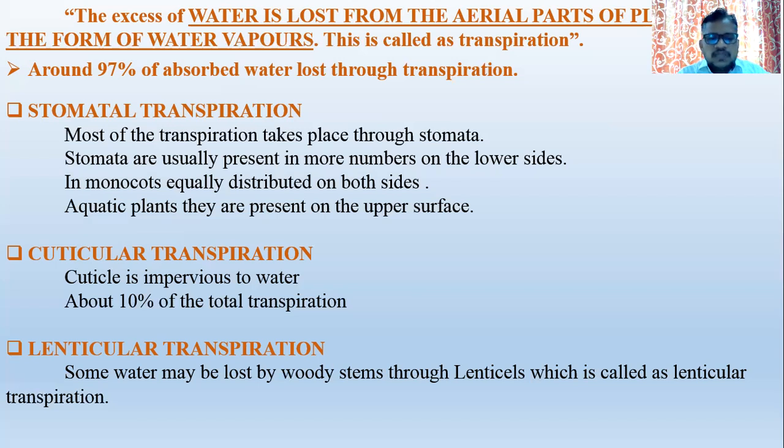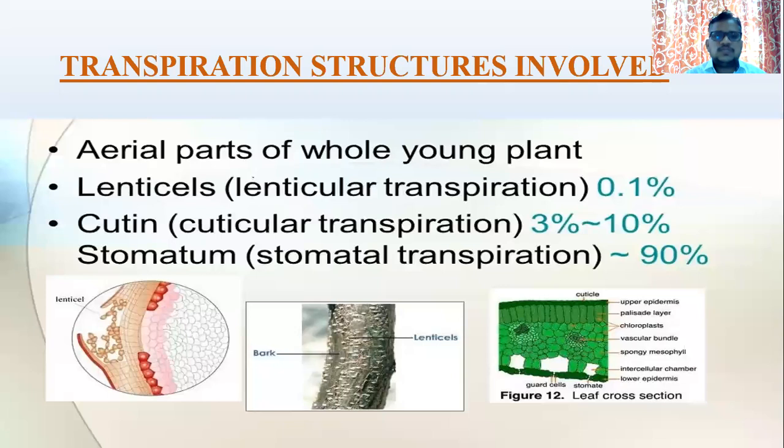Now, as we know, around 96 to 97% of absorbed water is lost, which means only 3 to 4% of water can be used. Here it is the cuticle. The cuticle is impervious to water, meaning it resists the transfer of water from inside to outside, but even so, 10% of the transpiration takes place through it.